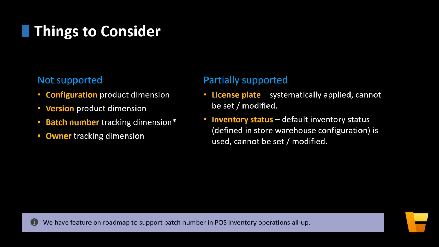The configuration and the version dimensions are not yet supported, which means that, for example, if you have products configured with configuration dimension in headquarters, you will not be able to use our inbound and outbound operations to receive or ship those items. Regarding the tracking dimensions, batch number and owner are not yet supported.